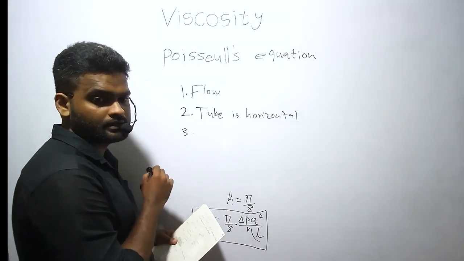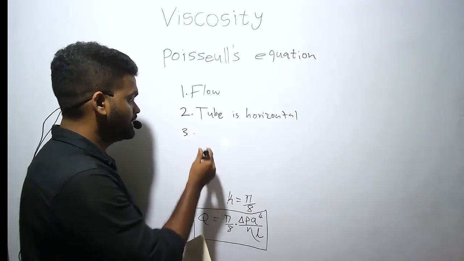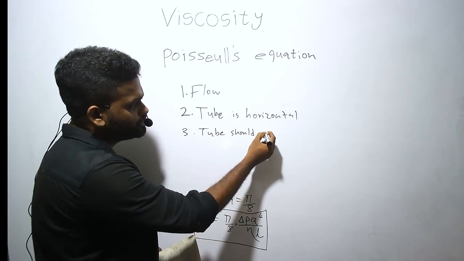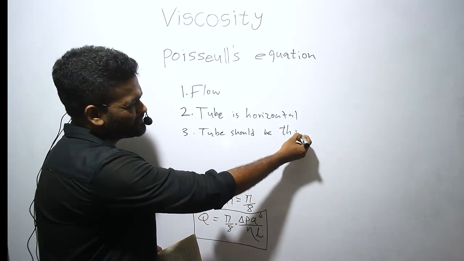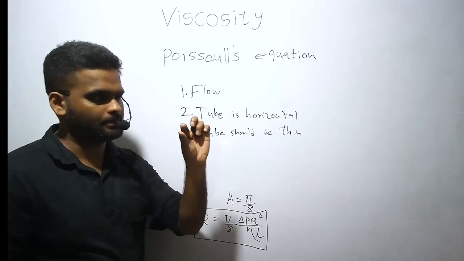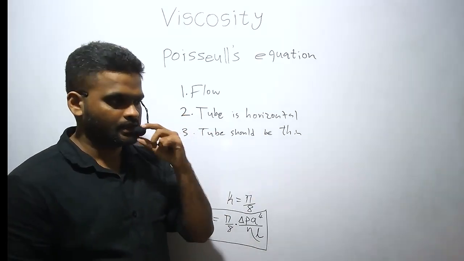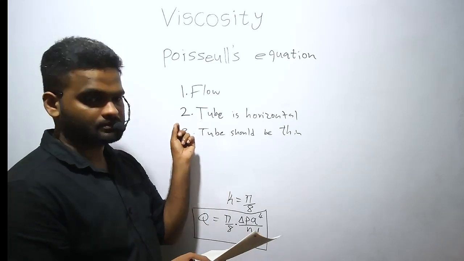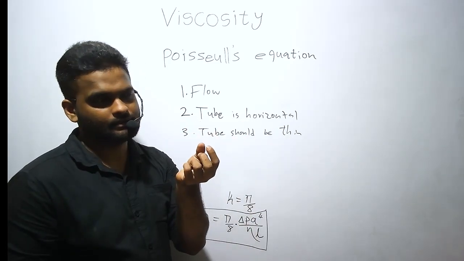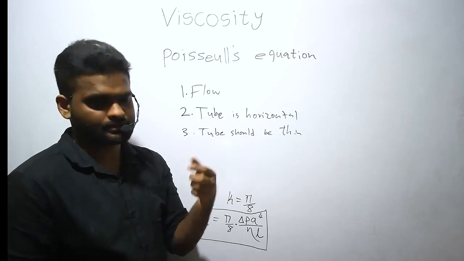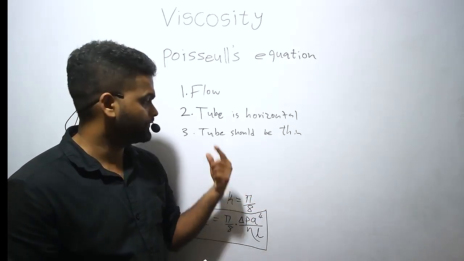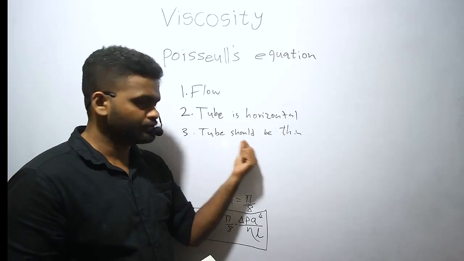Third one, tube should be thin. So usually we apply these for thin tubes, right? Tube should be thin, like capillary tubes, right? Otherwise we can apply Bernoulli equation without any problem.